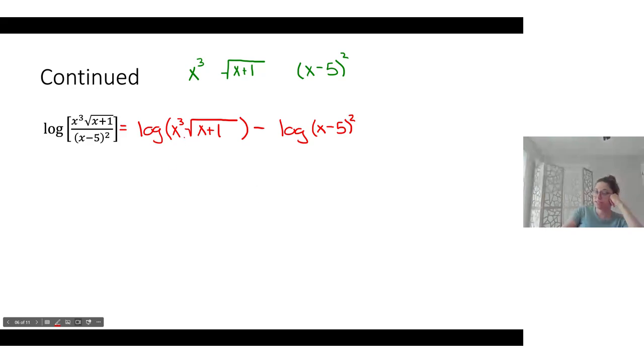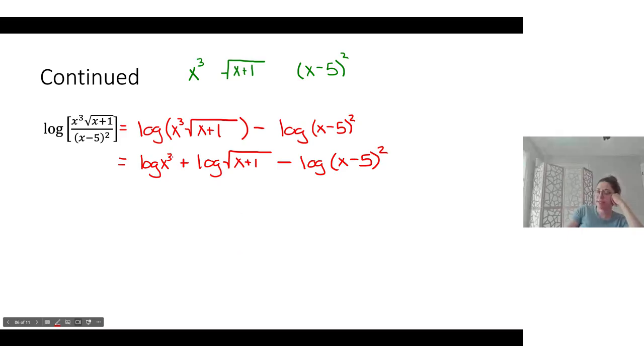Now, inside this first logarithm, I still have multiplication. So this is x cubed times square root of x plus 1. So I separate those with addition. So we have log of x cubed plus log of the square root of x plus 1 minus log of x minus 5 squared. So now I'm almost done.